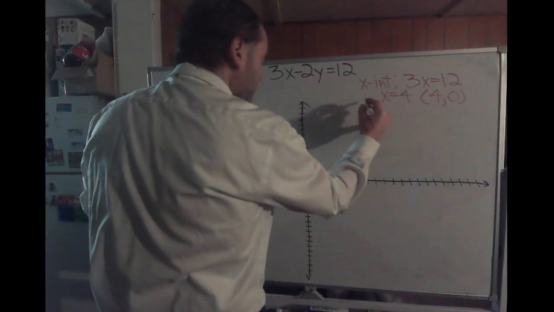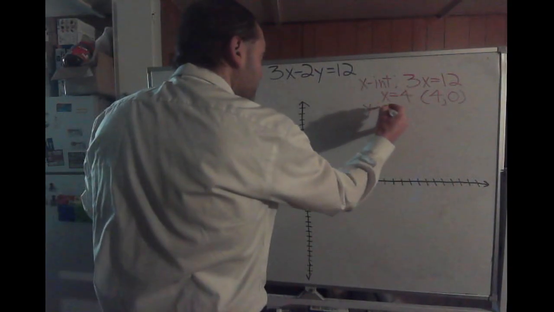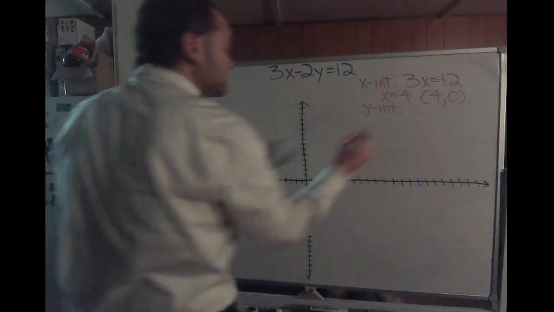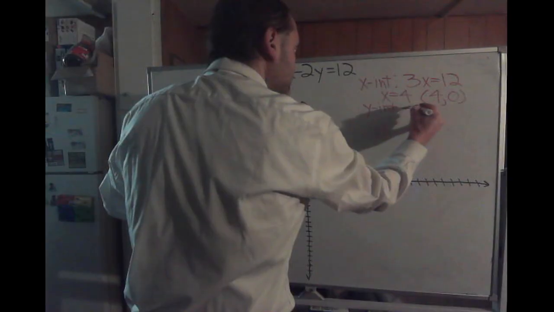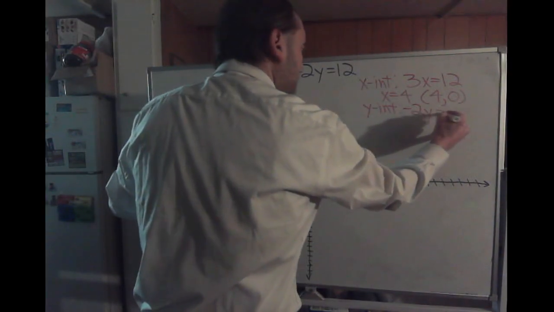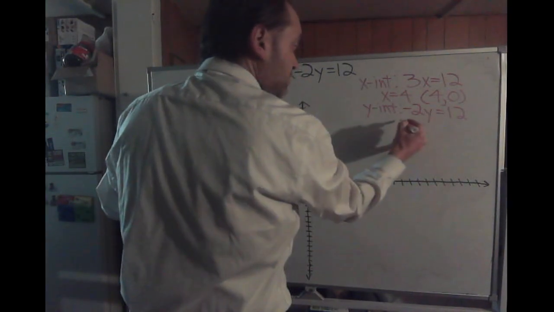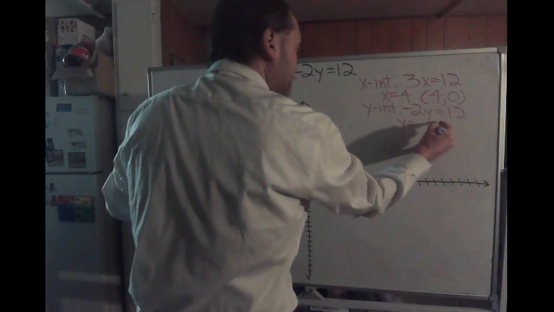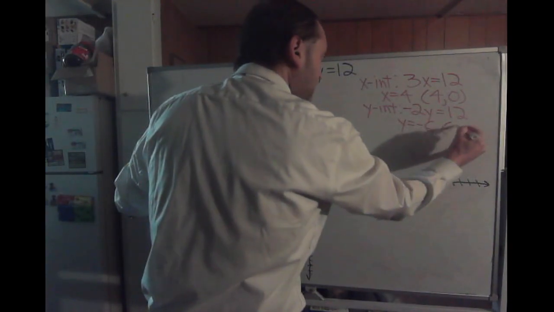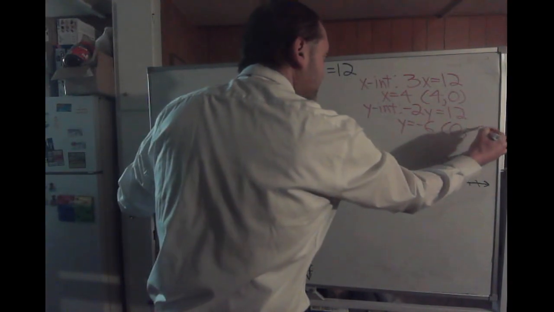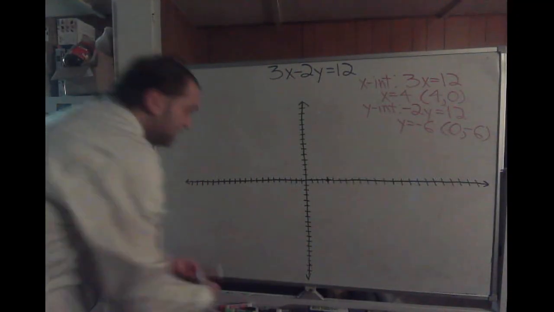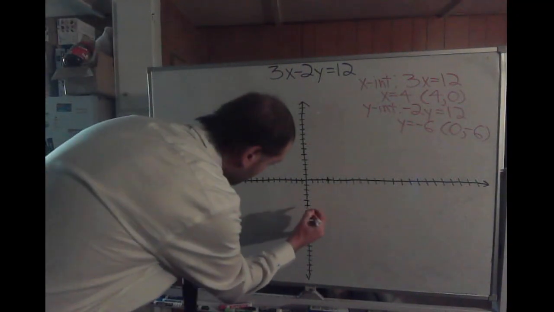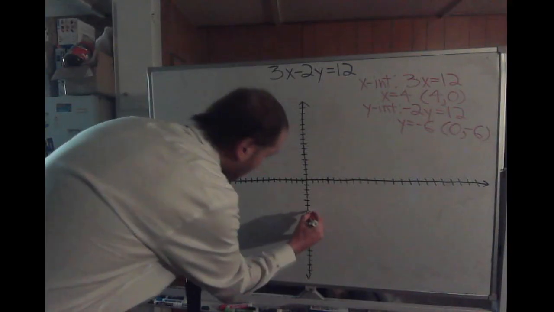Let's find the y-intercept. The y-intercept, of course, in this case is when x equals 0. If x equals 0, you get negative 2y equals 12, which would give you y equals negative 6. So you would get the y-intercept point at (0, -6). So now let's find (0, -6) and plot that point, which would be right there.